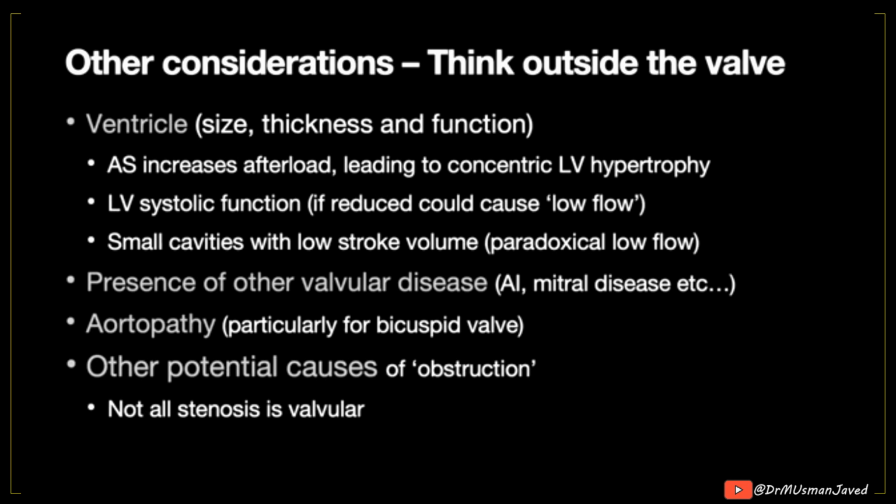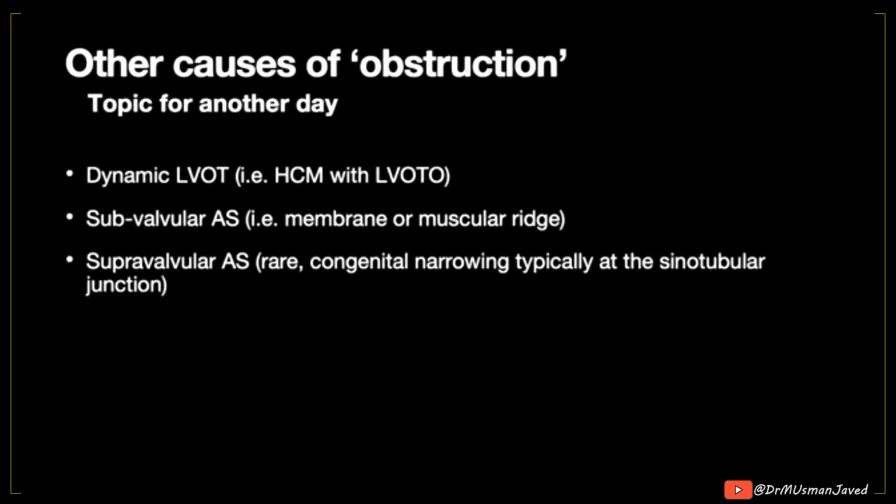You also want to look at the size of the aortic proximal aorta, aortic root, looking for aortopathies, which is particularly important in bicuspid valves and more common in bicuspid valves, but also for the concept of pressure recovery, which we will come to. You're also looking for other potential causes of obstruction because not all stenosis is valvular. I won't spend too much time on it, but I'll just mention that there are other causes for obstruction. Might be a good topic for another day.